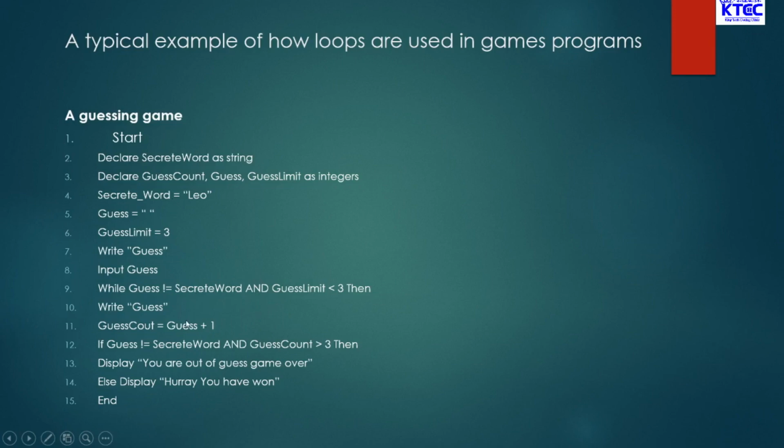So from that time, if you're unable to guess it, it will display what? If guess is not equal to secret word and guess count is greater than 3, it means you have exceeded the guess limit. Then display you are out of guess, game over. Else means aside from this, if this condition is false, then display hooray, you have won the program.